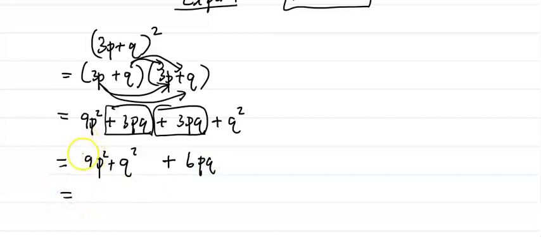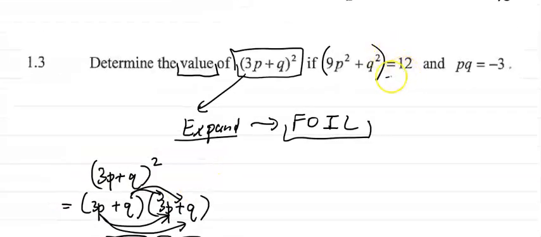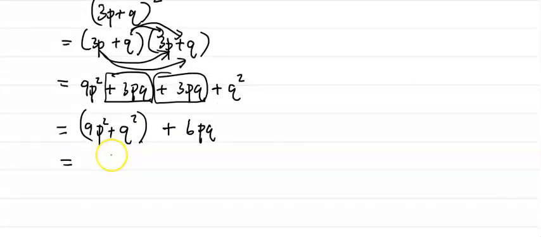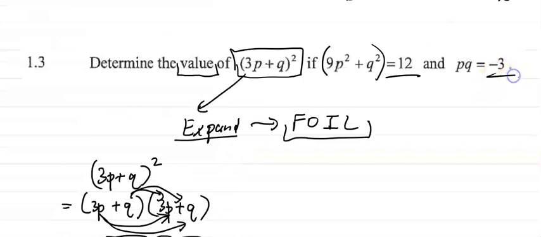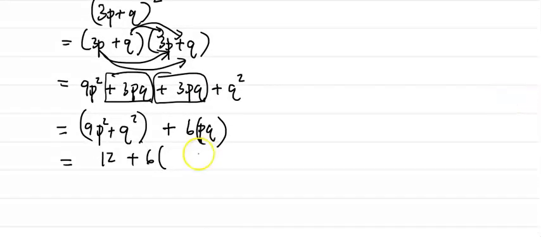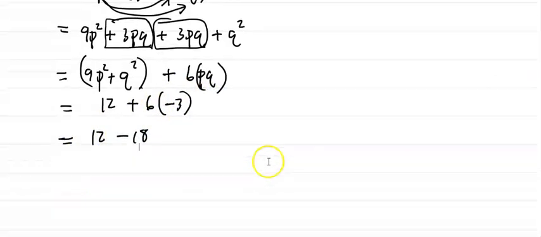Now let's substitute here. So 9p squared plus q squared is equal to 12. We're going to write that down there. 12 plus 6 times, what's pq? Pq is negative 3. So we're going to write down negative 3 there. 6 times negative 3: 12 plus 6 times minus 3 is minus 18. And 12 minus 18 is minus 6.